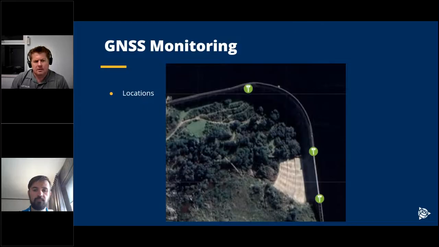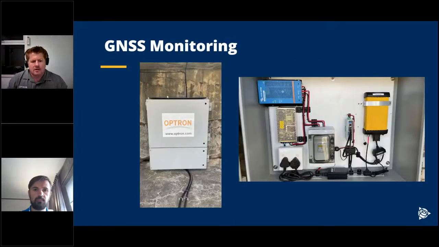Okay, then onto the GNSS monitoring. The locations of where they are installed is just where the arch begins, and then both sides of the overflow we have some receivers, and they are installed in a stainless steel cabin. In the bottom drawer, there are 200 amp hour batteries, and then the top just houses the charger and the receiver itself.